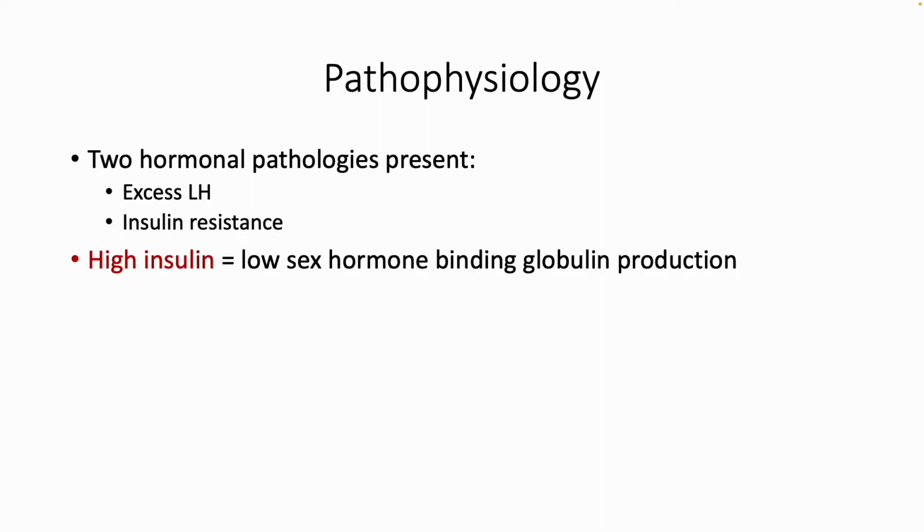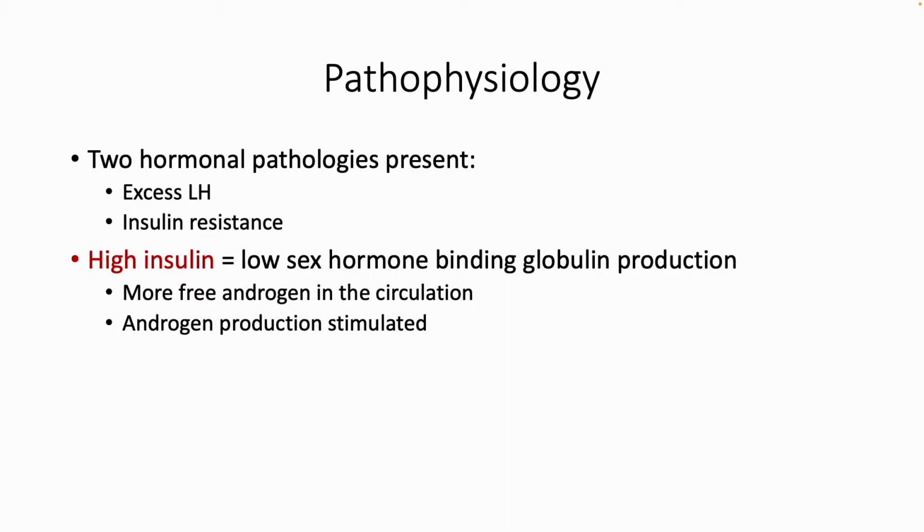So high levels of insulin result in the suppression of production of the sex hormone binding globulin in the liver, which normally is produced in order to bind to androgens present in the circulation to suppress their function, and that results in more free androgen in the circulation. However, high insulin also causes more androgen production to be stimulated in the adrenals and in the ovaries, further exacerbating this issue of hyperandrogenism. Additionally, you have high LH production, which means that more ovarian androgens are produced.